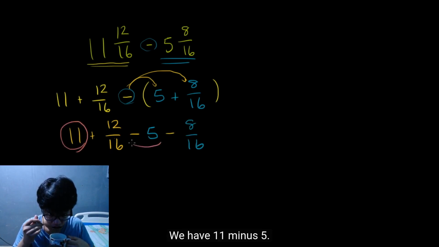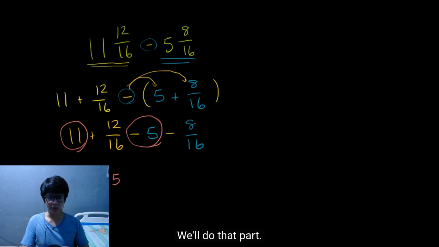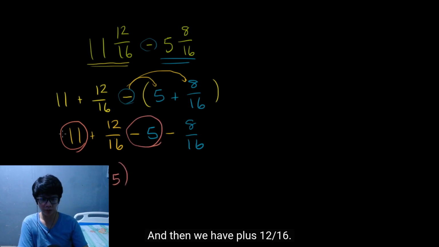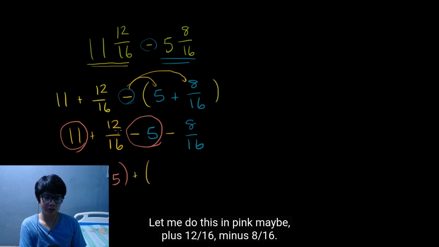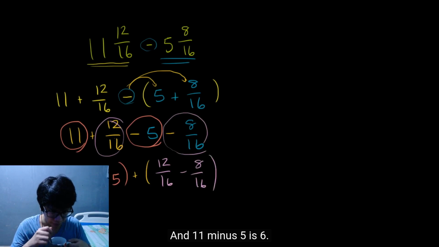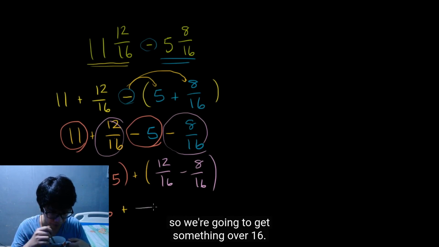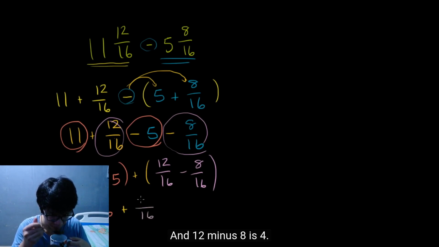We have 11 minus 5. That's the whole number part. And then we have plus 12/16. So we'll do this in pink maybe. It's going to be plus 12/16 minus 8/16. And 11 minus 5 is 6. And I have 6 plus. And then our denominators are the same here, so we're going to get something over 16. And 12 minus 8 is 4.